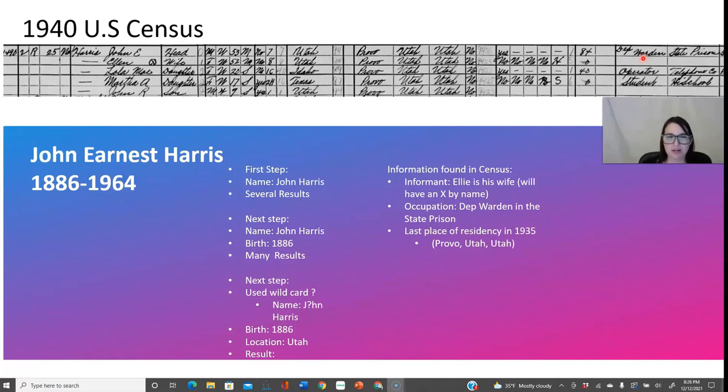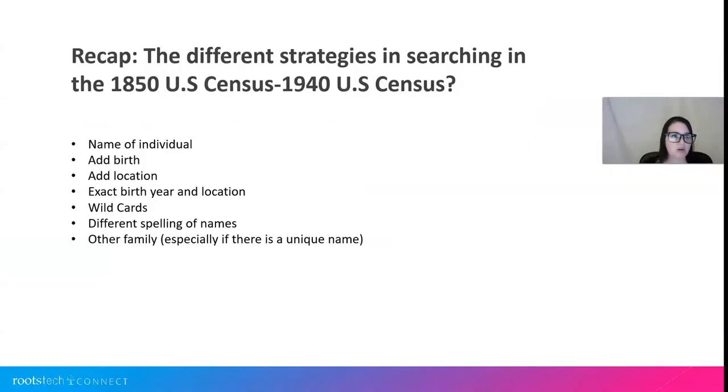You can also, like I showed you, the different steps for a recap. So you're going to start with the individual's name. If you can't find them in there, you're going to add the birth, add location, and if it's still not popping up, then do the exact birth and the location. Try the wildcards. Do your different spellings of the names. So like with William Jasper, I had to do WJ. Also try finding them with other family members. So I had to find the father William through his mother and sister, and then I had to find the son William through his father.